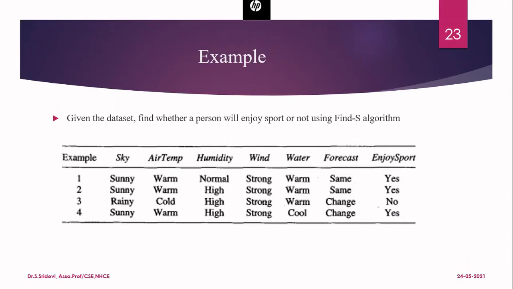And remember that the Find-S algorithm is going to check only for the positive examples. A positive example is nothing but wherever in the target column you have yes, that is a positive example. So in this case, we have 3 positive examples and 1 negative example.